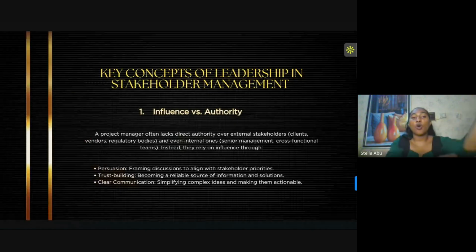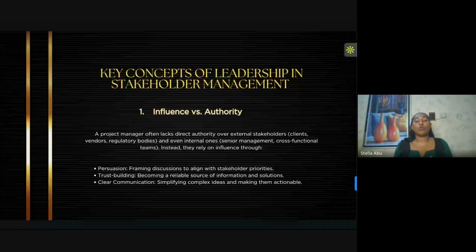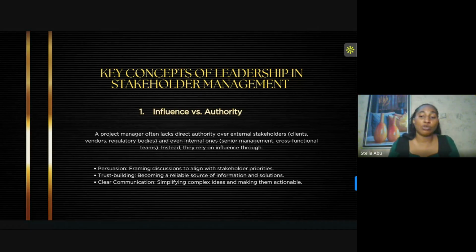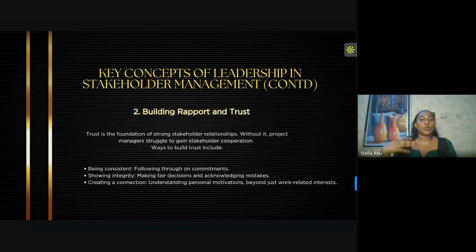What you're going to work with is your influence. Are you able to persuade people? We spoke about how to relate with your colleagues, how to be kind, how to show up, how to build trust. When Timile is saying something, somebody says, oh yes, I trust Timile, she is going to deliver. We spoke about building rapport and trust.